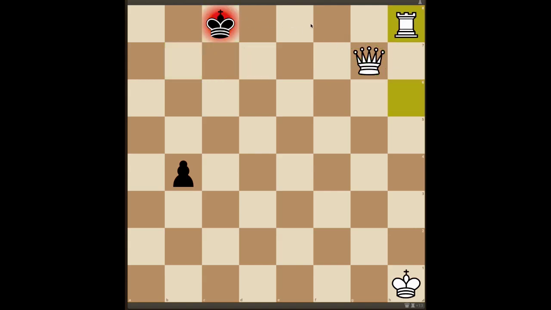now the king is in check, and because of this queen, the king can't go to any of those squares, and because of the rook, the king can't go to any of these squares. So in that case, it is called checkmate. When the king cannot escape check, then he is captured. It is called checkmate.